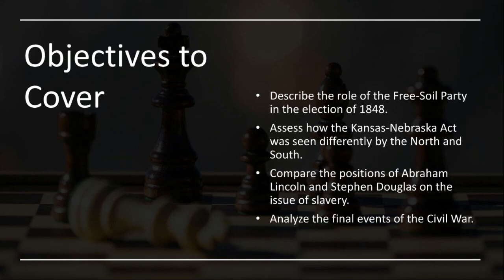Led by figures like Martin Van Buren, the Free Soil Party aimed to prevent the extension of slavery into newly acquired territories. During the 1848 election, the Free Soil Party nominated Van Buren as their candidate. Though they didn't win the election, their impact was felt. They managed to garner support, particularly in the North, highlighting the growing divide over the issue of slavery. The Free Soil Party's influence was significant as it foreshadowed the growing tensions that would eventually lead to the Civil War.